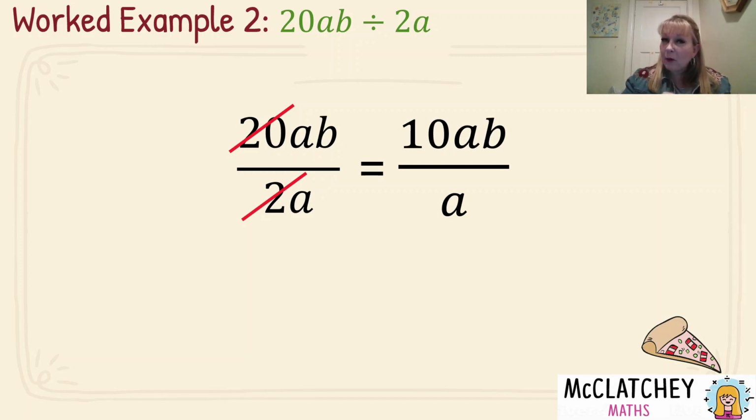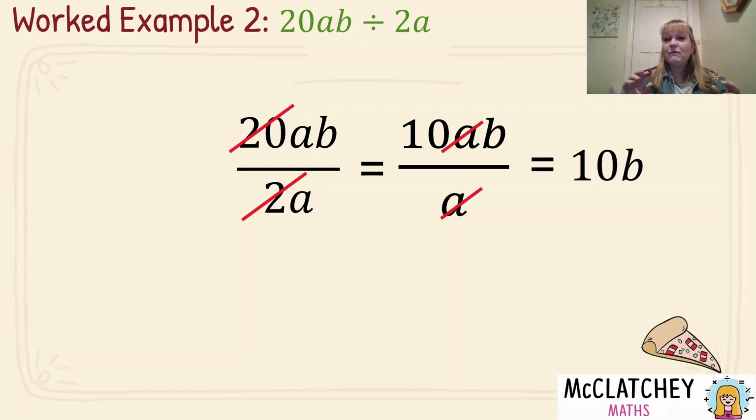The a that's on the bottom stays on the bottom. It hasn't gone anywhere yet. So we've just simplified the whole numbers first. Now we can look at the letters and see if there's any letters in common with the top and the bottom. I've got a divided by a. Now remember I said earlier, anything divided by itself equals 1. So we can actually cancel the a out with the a, and it becomes just the number 1.